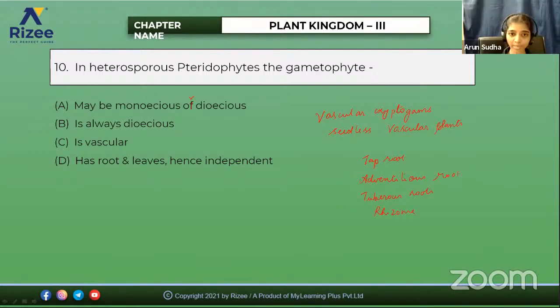Okay, next question. We'll see. Independent alternation of generation is found in Pteridophyta, Spermatophyta, Thallophyta, and Bryophyta. So what will be the option?